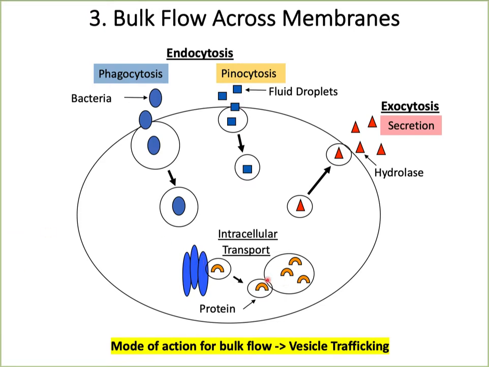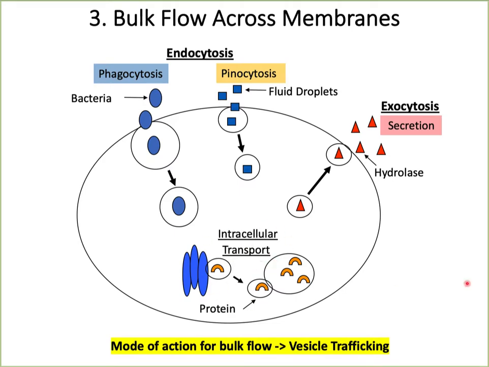So here are a couple of examples of the bulk flow. When the cell internalizes very large particles such as bacteria, the process is known as phagocytosis. When the cells move large fluid droplets across the membrane, it is known as pinocytosis. Sometimes it is known as fluid phase endocytosis, and that is also an example of bulk flow. There are a number of cells that will secrete protein, so exocytosis or secretion is a form of bulk flow. And then proteins are moved between the organelles within the cell, which is another example of bulk flow.